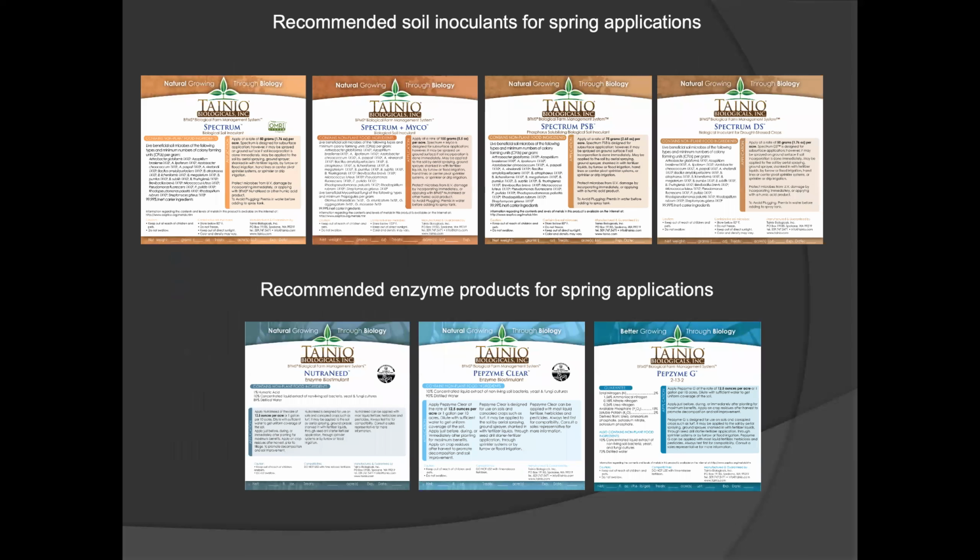So you hear a lot about our products. Here's quite a few of our different ones that we typically recommend for spring applications. We've got the Spectrum Plus Micro, Spectrum PSB, and Spectrum DS. And then some of our liquid products that we typically recommend are the Nutrineed, the Pepsime Clear, and the Pepsime G. These are good products to go out and inoculate your soils in the spring, as well as stimulate your biology, stimulate new root growth, and just general biology stimulation. So we're trying to get the system working and getting that soil digestive system functioning well.